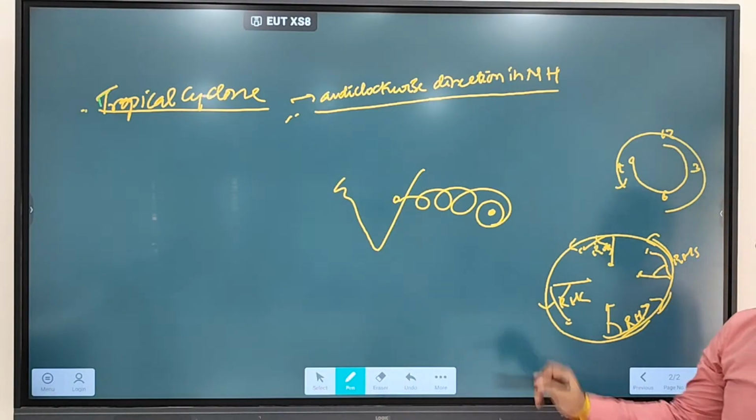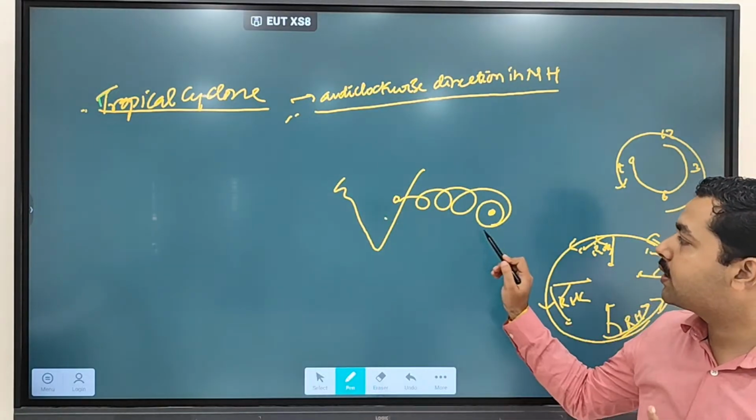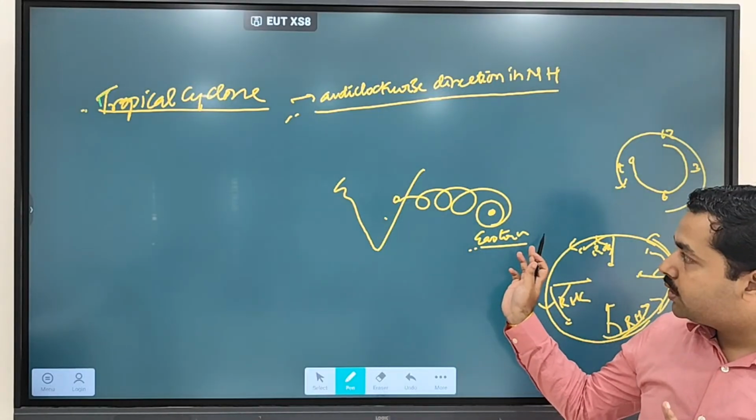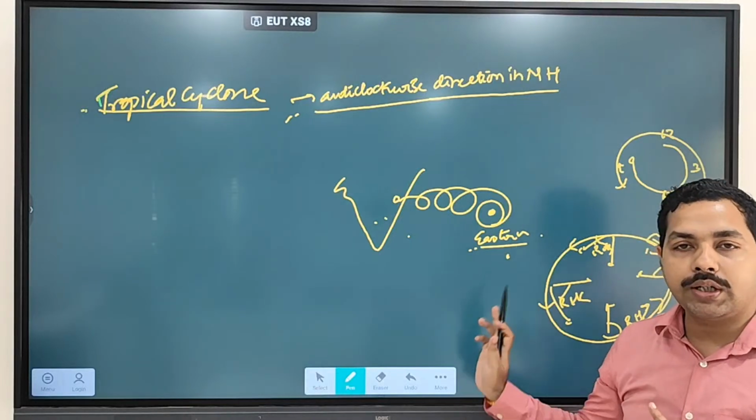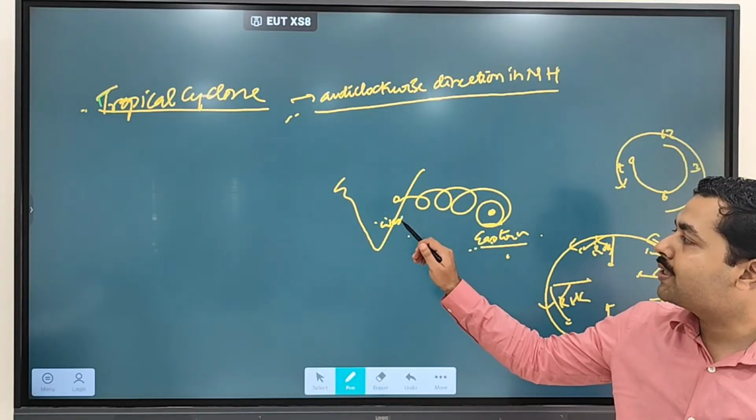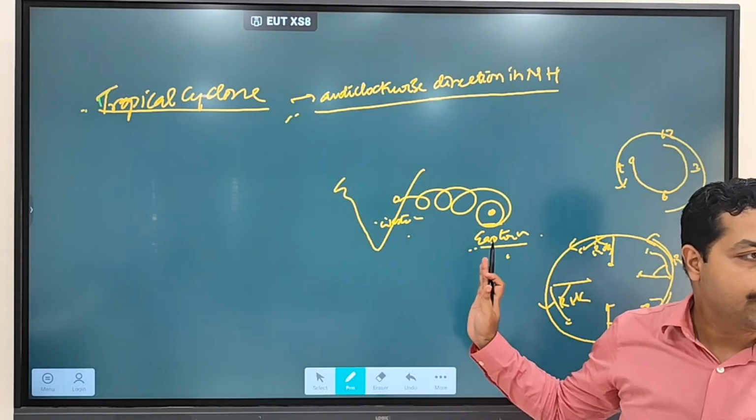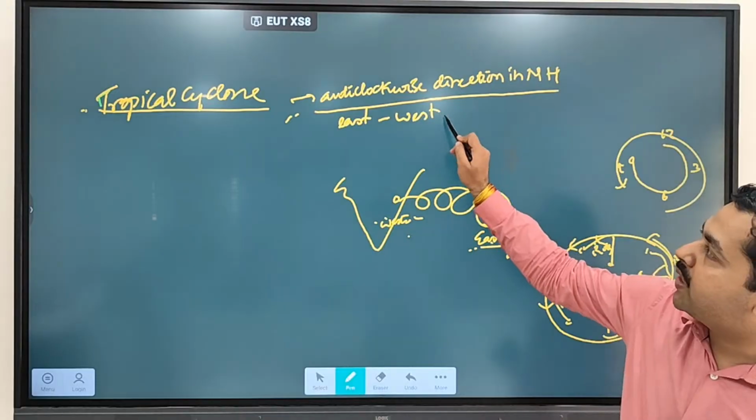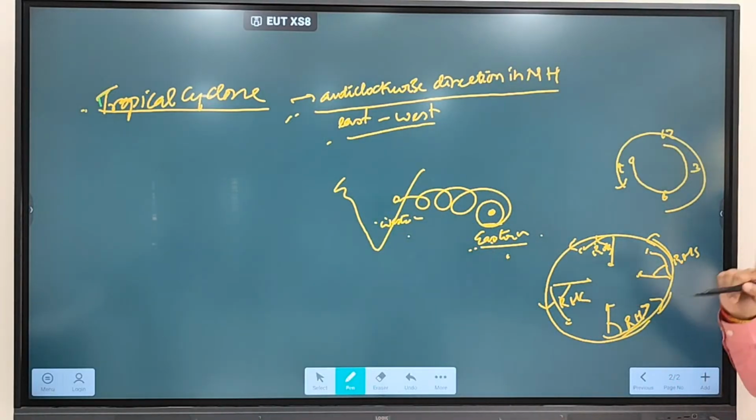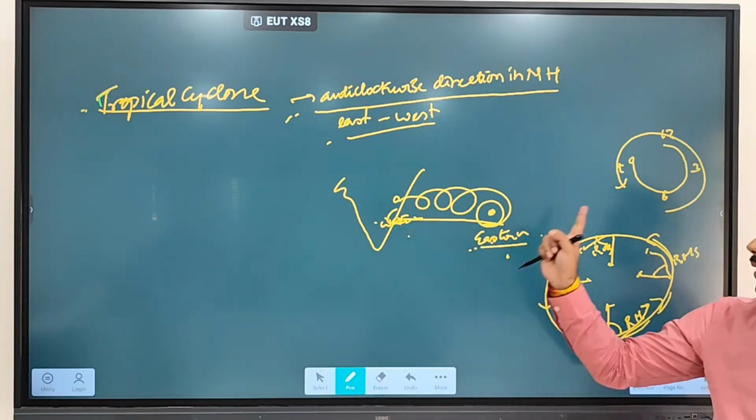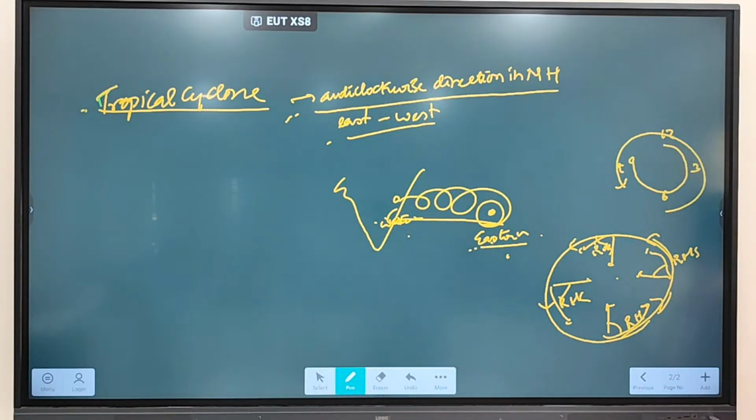Fine. Secondly, where are they originating? We have written just now, they are originating on the west of the ocean and the east of the continent. Clear? So they move from where to where? They move from east to west. Tropical cyclone is moving from east to west. So it moves in an anti-clockwise direction and from east to west. Clear? They are moving from eastern to western direction, and they are moving in an anti-clockwise direction.